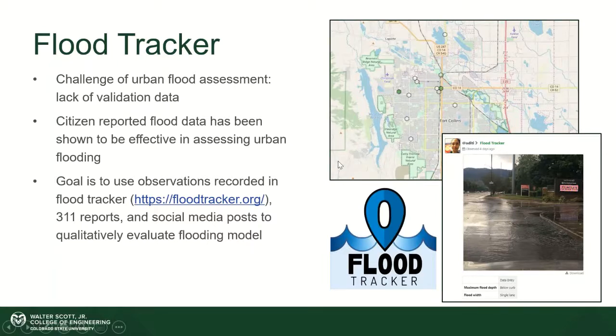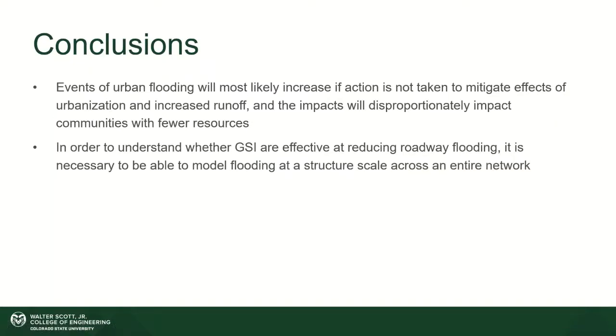So then, conclusions. As with a lot of things in water right now, the events are going to increase with climate change and urbanization. And if actions aren't taken to mitigate these effects, the impacts will continue to disproportionately hurt communities with fewer resources. And so to me, it seems that this ability to model and understand where GSIs are most effective, or if they're an effective strategy, is really important to be able to help communities make decisions about the types of infrastructure that they should be putting in place to get the most effect for their potentially limited resources, and really understanding whether GSIs are effective at reducing roadway flooding. It's really important to be able to model that structure scale where you're looking at how a single inlet or a series of a few inlets is going to cause flooding, but how that's occurring over the entire network.